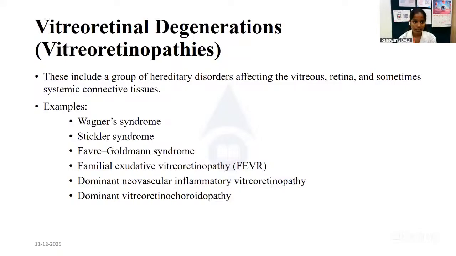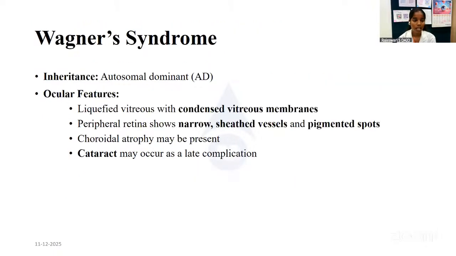Vitreoretinal degeneration. This includes a group of hereditary disorders affecting the vitreous, retina, and sometimes systemic connective tissue. Examples: Wagner syndrome, Stickler syndrome, Goldmann-Favre syndrome, familial exudative vitreoretinopathy, dominant neovascular inflammatory vitreoretinopathy, dominant vitreoretinochoroidopathy. Wagner syndrome: inheritance is autosomal dominant.